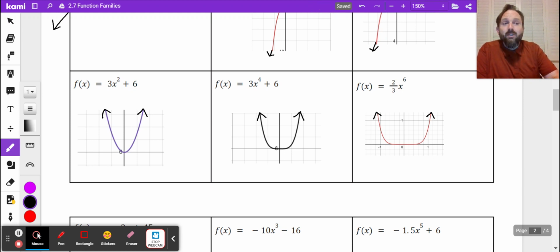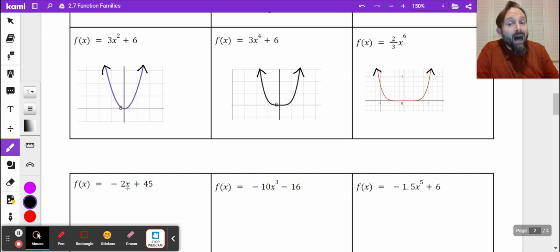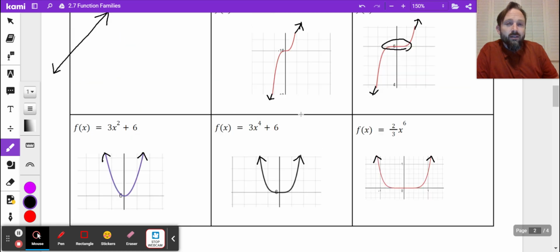Now let me show you what happens when the leading coefficient is negative. So instead of positive 2x plus 45, it's now negative 2x. So let's look at these, and we're going to see what happens. What should happen is that it flips. Let me show you.